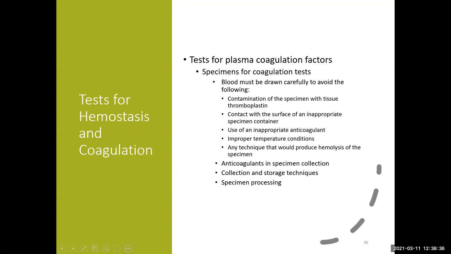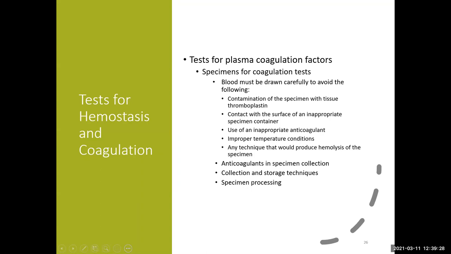The use of inappropriate anticoagulants. So of course, if a patient is taking aspirin, that's going to affect the platelet function. There are certain tests where the physician may tell the patient to stop a medication before the test is done. Any technique that could produce hemolysis. So if the blood flow is really slow and you use a really small needle on a patient, then that slowing could cause some hemolysis in that tube. So the phlebotomist needs to be very aware of things that could be affecting the drawing of that tube.